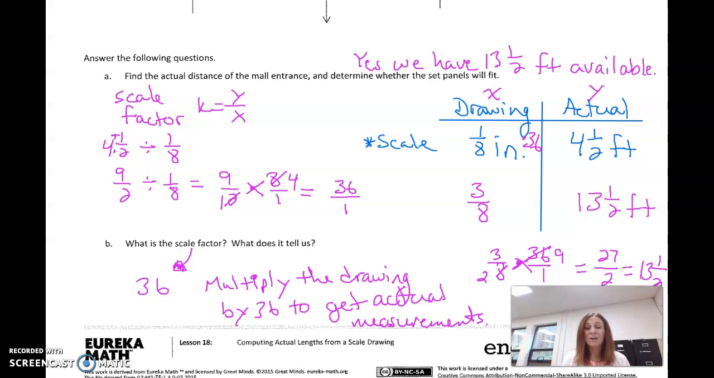All right, the main key takeaway I want you to take away from this is notice, set up your T-chart. Always drawing, then actual. That's what we're going to go with going forward now. And then if you do that, you can find your scale factor. And your scale factor, we can use that to find the actual measurements when we're given the measurements on a scale drawing.